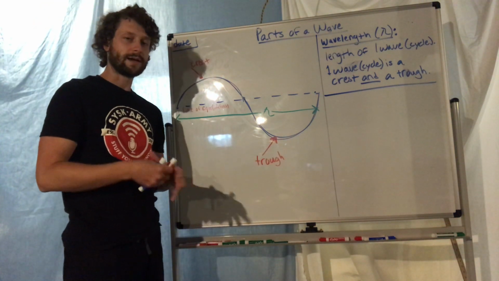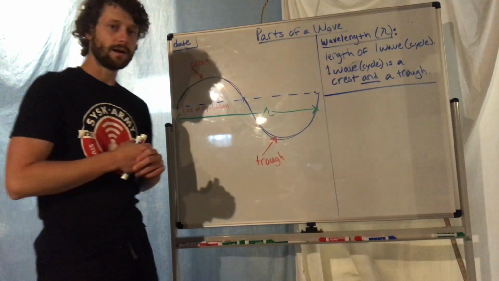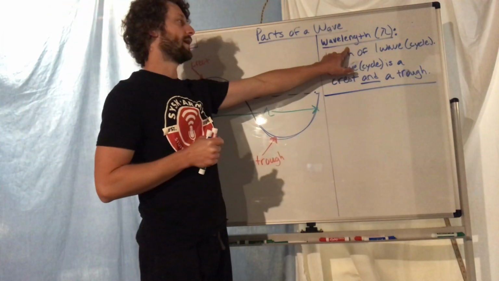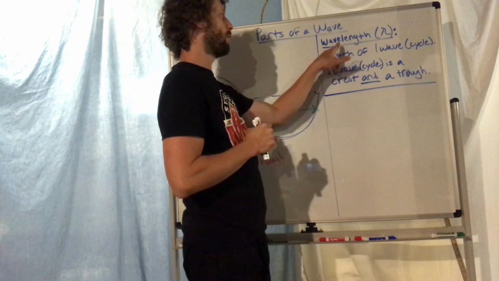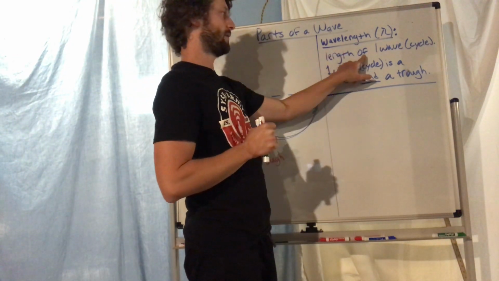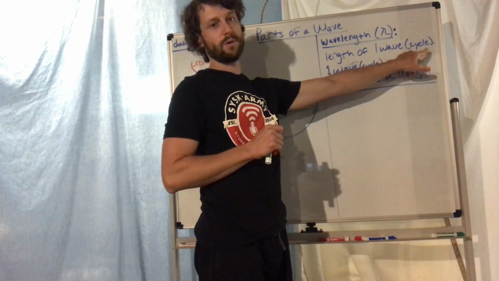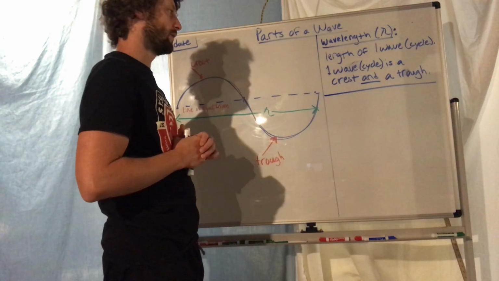Next thing we need to look at is how do we measure the length of a wave? How long is this wave? Well, the wavelength is what we're talking about then. So the wavelength is the length of one wave, or one cycle, in other words. Alright?